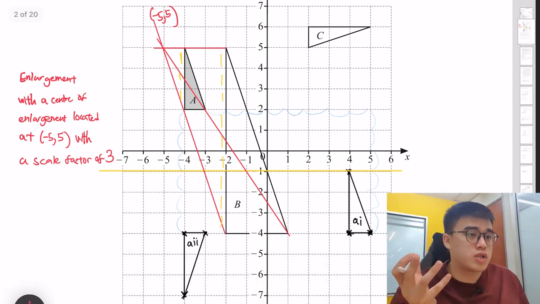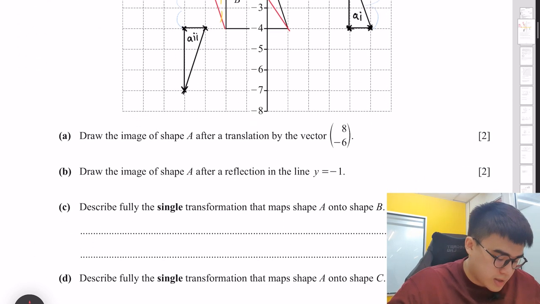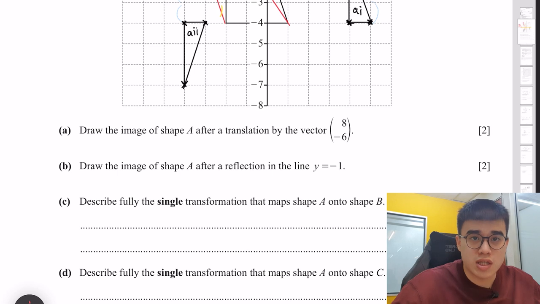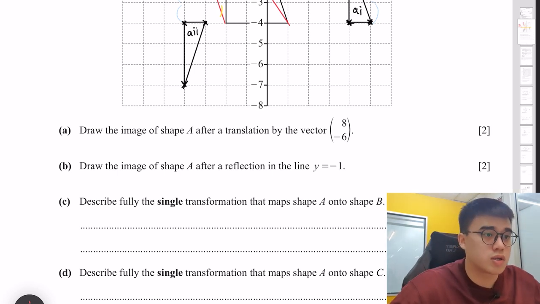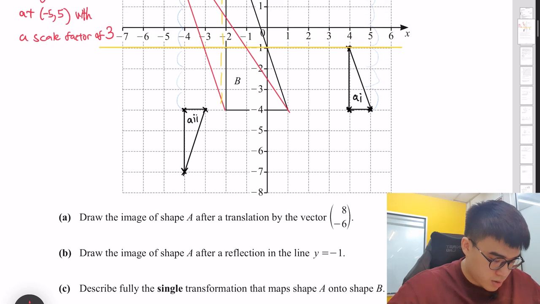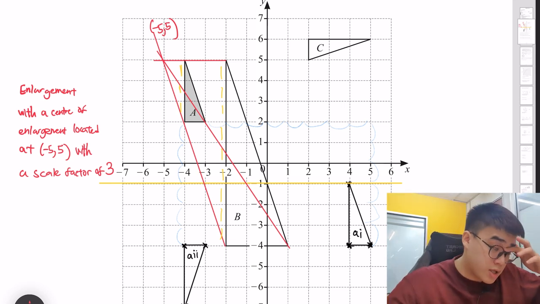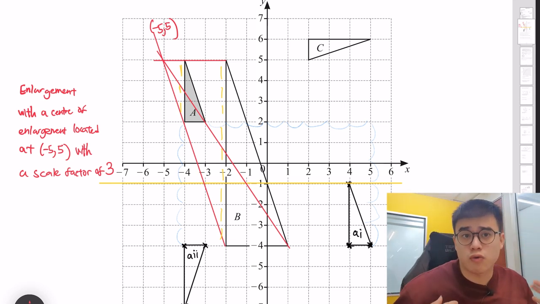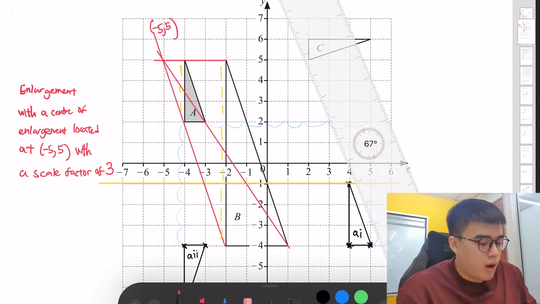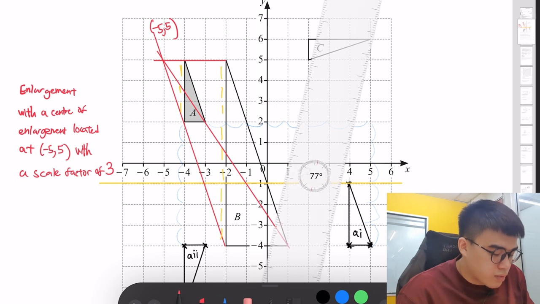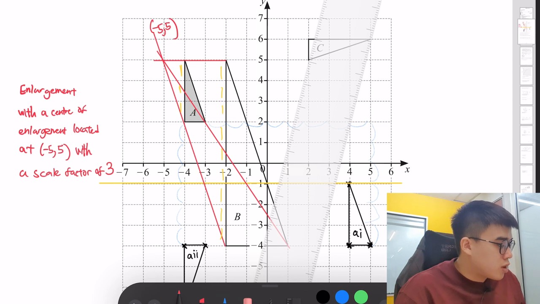Then we have one last question here that asks us for the single transformation from A to C. Okay, so let's try to get it sorted out here. A to C, huh? For this, it is pretty obvious. It is a rotation. However, you might have to ask, where is the center of rotation located? So this is what I do normally.